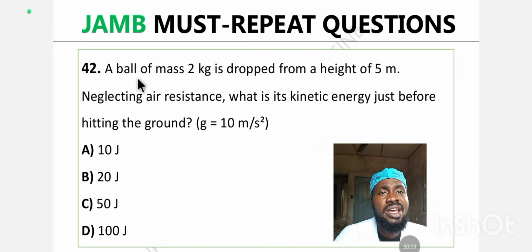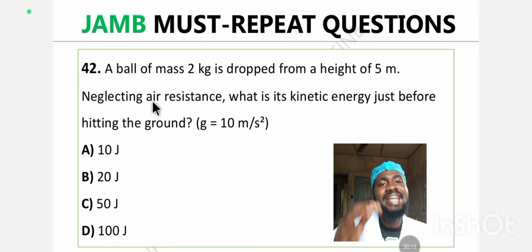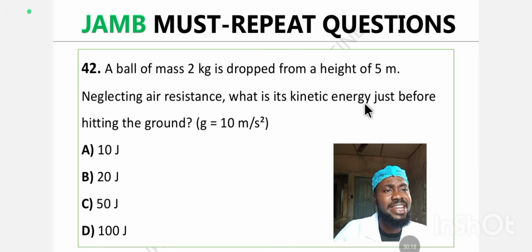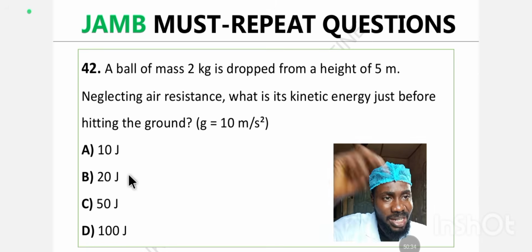Question 42. A ball of mass 2 kilograms is dropped from a height of 5 meters. Neglecting air resistance, what is its kinetic energy just before hitting the ground? Take gravity, that's the acceleration due to gravity, equal to 10 meters per second squared. A. 10, B. 20, C. 50, D. 100. All options represented in joules. Drop the answer in the comment section.